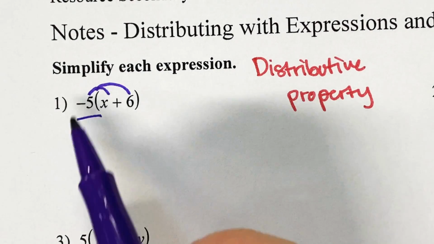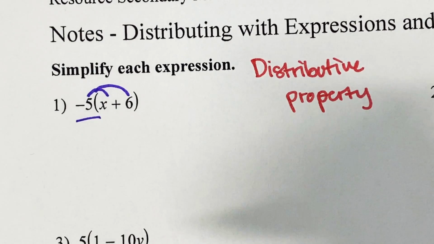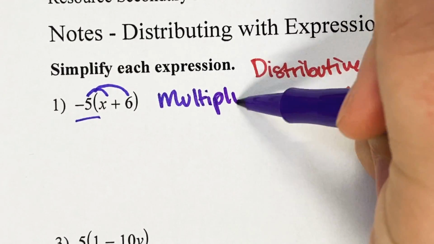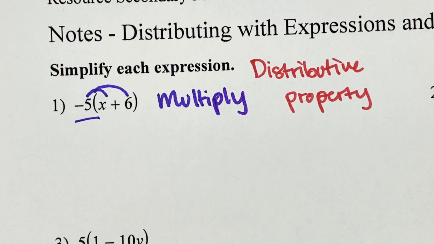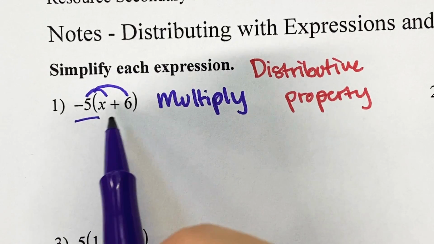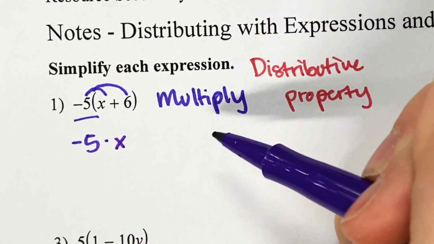Well, what does that mean when we're distributing? What are we actually doing? Are we adding that -5? Are we subtracting it? What are we doing? We are multiplying, right? Whenever we are distributing something, we are multiplying it. Okay? So this -5 needs to multiply to both things inside. So we have -5 times 1x.